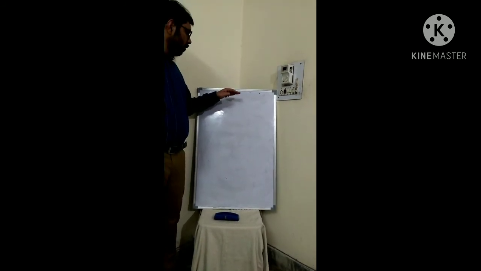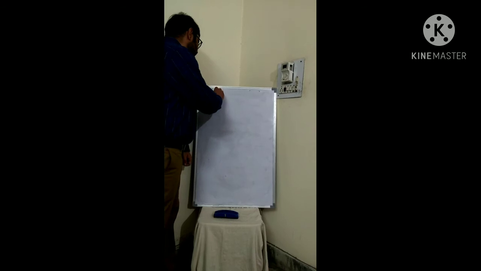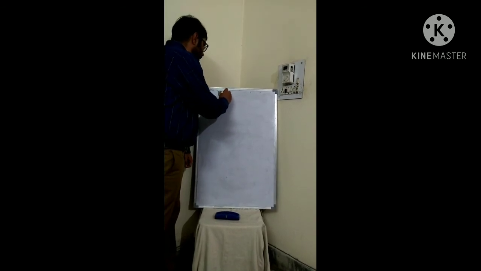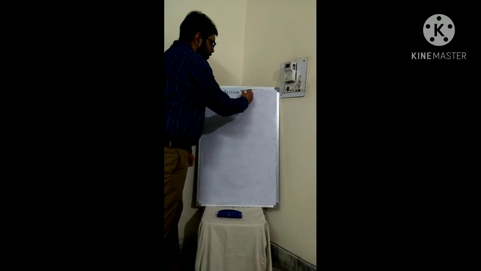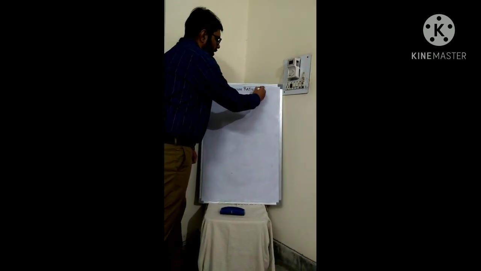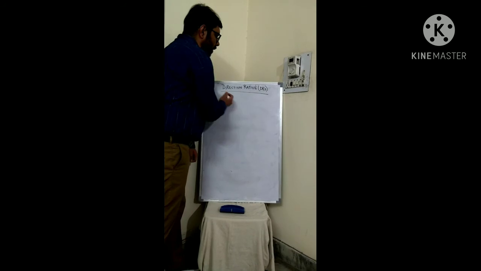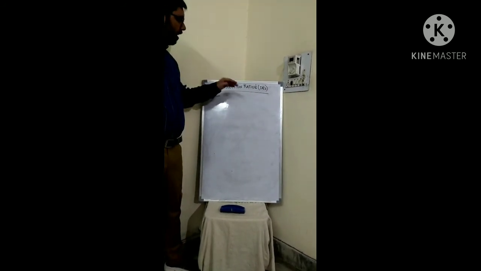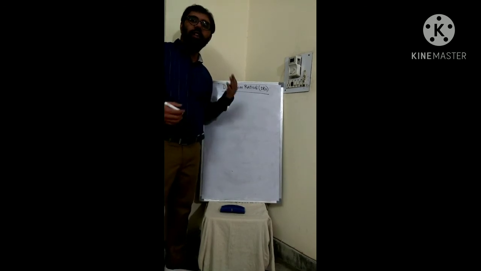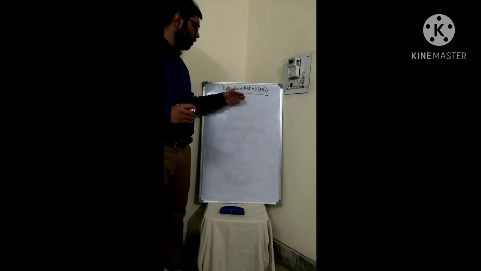Otherwise, we continue further. The next topic, which is somewhat related to direction cosines, is called direction ratios, in short form DRs. Direction ratios, so first of all we need to understand what we mean by direction ratios.